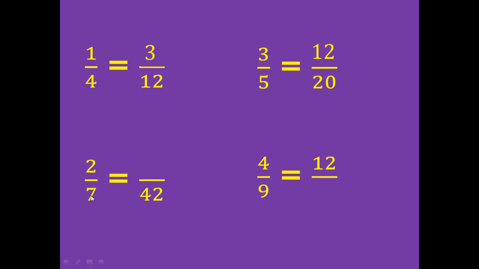We must multiply this denominator by 6 to arrive at a new denominator of 42. So therefore we must multiply this numerator by 6 to give us 12. So our new equivalent fraction is 12/42. We have to multiply this numerator by 3 to make a new numerator of 12. So therefore we have to multiply this denominator also by 3 to give us 27. Our new equivalent fraction is 12/27.